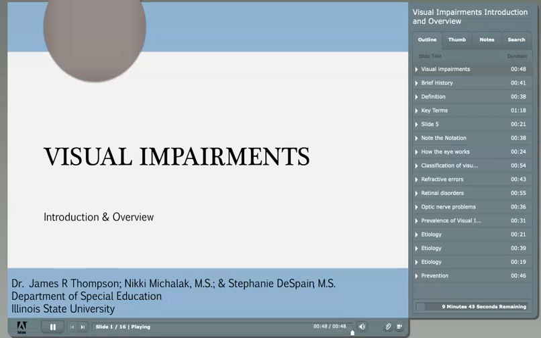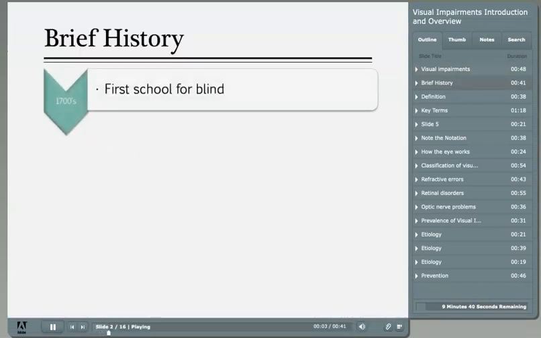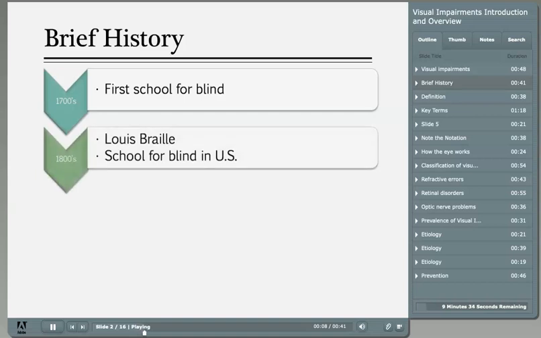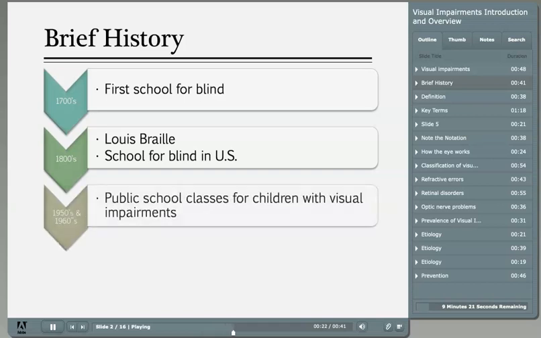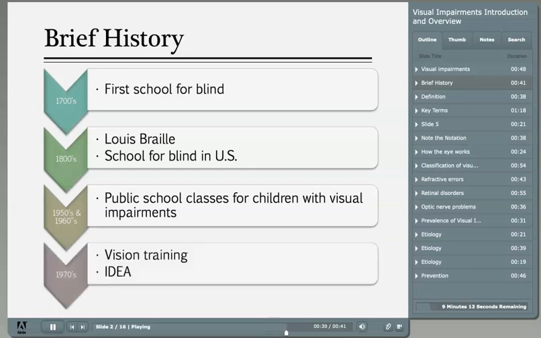During the 1700s, the first school for children who were blind opened in Paris. In the 1800s, Louis Braille created a system of braille dots for communication. However, the system was not widely accepted until after his death. In addition, schools for the blind opened in the U.S. During the 1950s and 1960s, public school classes for children with visual impairments were organized, and in the 1970s, vision training to maximize residual sight was implemented. Furthermore, IDEA required specialized services and access to public school classrooms.